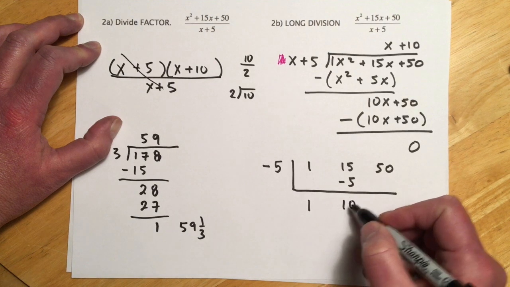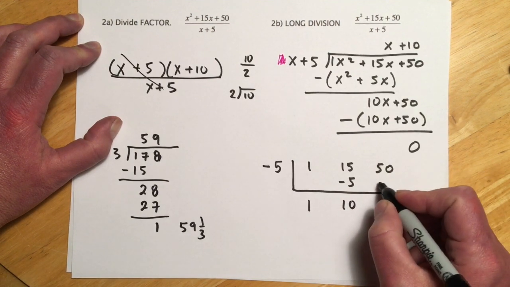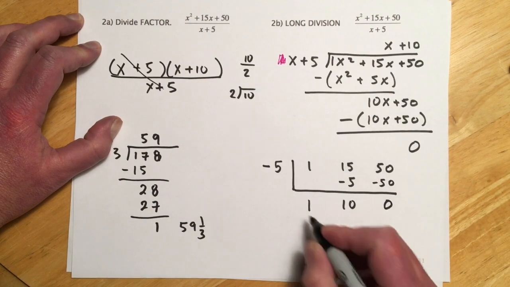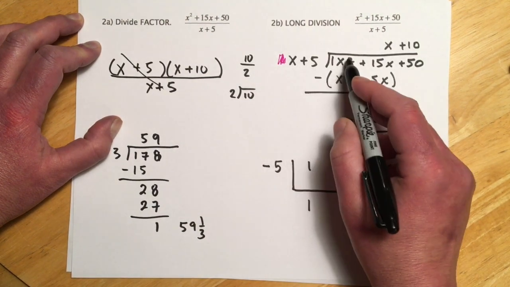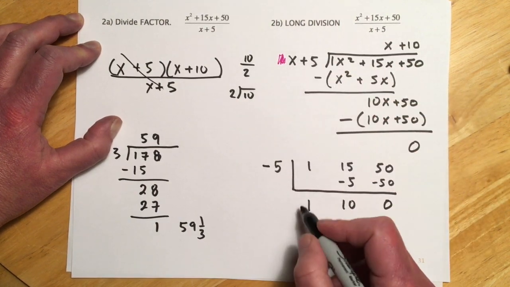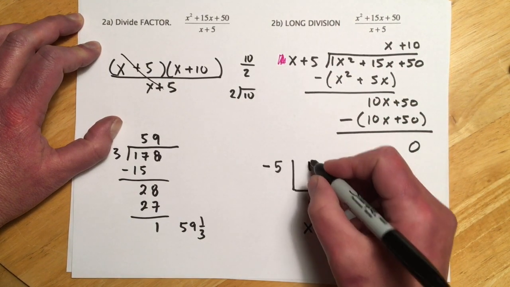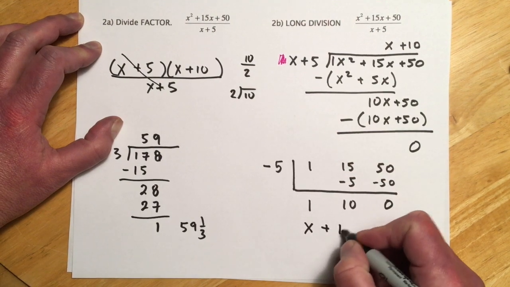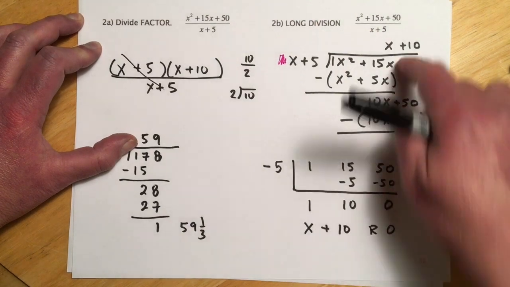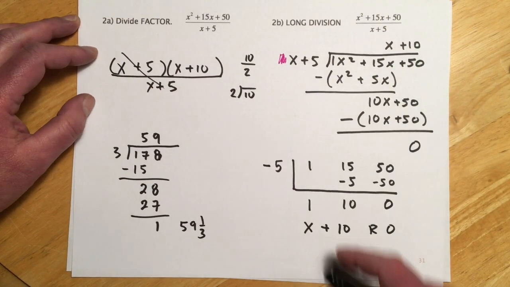And then I just go again. Negative 5 times 10 goes in the next box. So that's negative 50. 50 plus negative 50 is 0. So if I go x into x squared, it's always going to be 1 degree less, 1 less on the exponent. So this is going to be an x, since I start with an x squared, plus 10, and remainder 0. So same answer, 3 different ways.